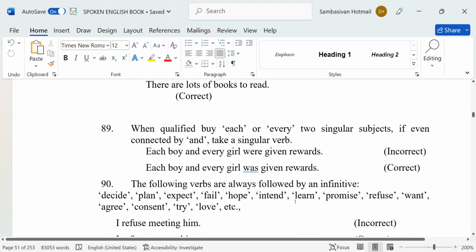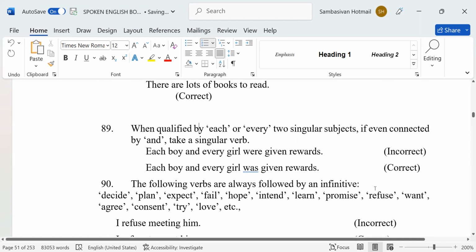When qualified by each or every, two singular subjects, even if connected by and, take a singular verb. Each boy and every girl were given rewards. Incorrect. Each boy and every girl was given rewards. Correct.